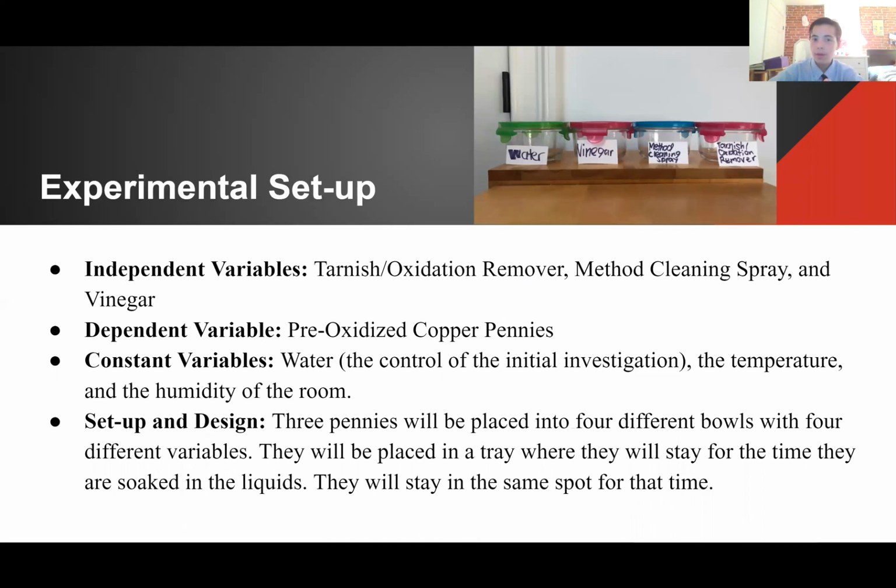Experimental setup. The independent variables, as mentioned before, were the tarnish and oxidation remover, method cleaning spray, and vinegar. The dependent variable was the pre-oxidized copper pennies. The constant variables are water, which was the control of the investigation, the temperature, and the humidity of the room. 3 pennies will be placed into 4 different bowls with 4 different variables, as seen above. They will be placed in a tray where they will stay in the same spot for the time they are soaked in the liquids.